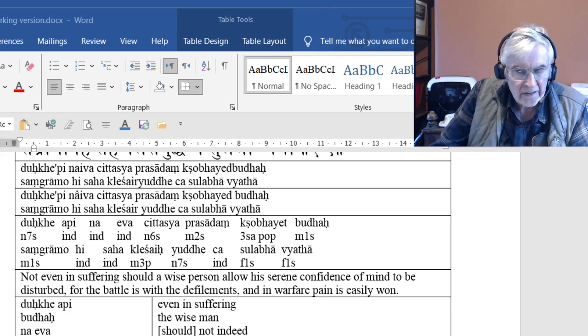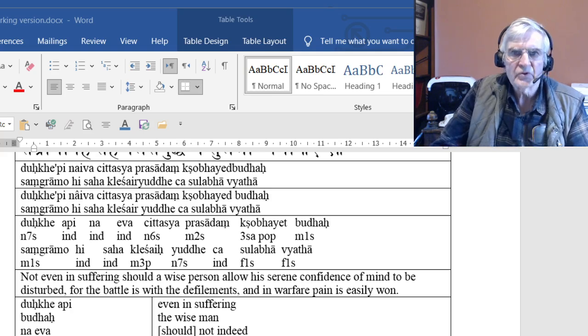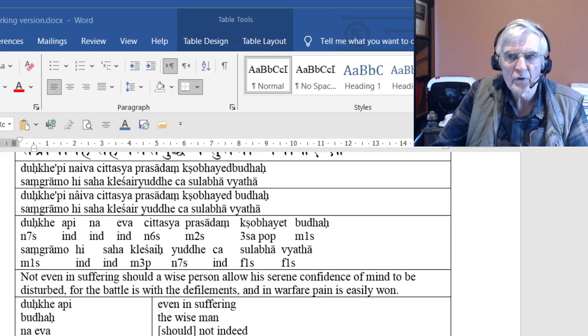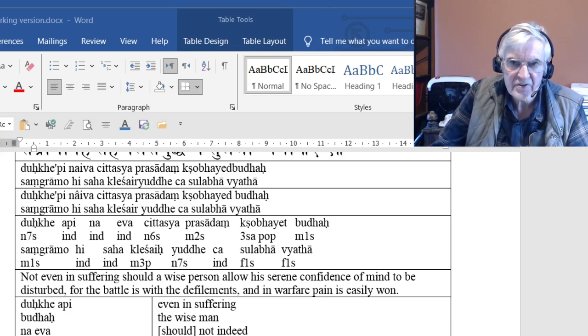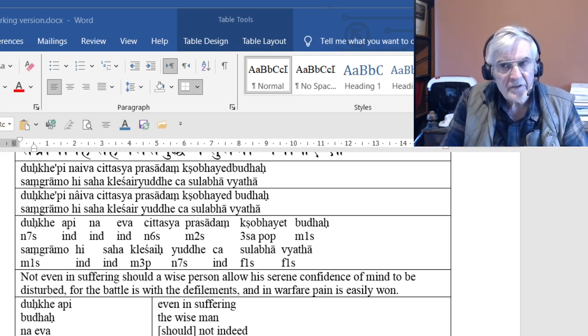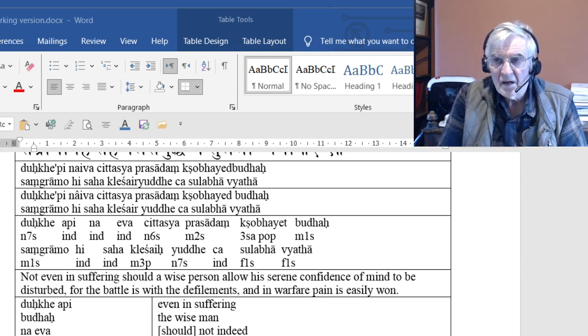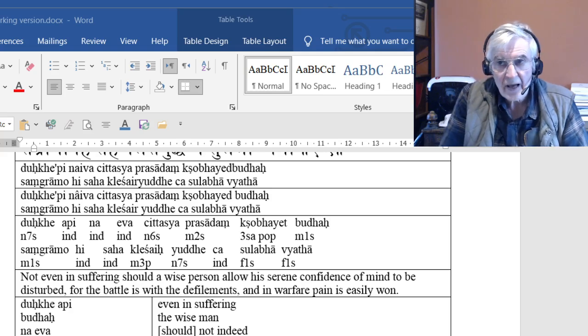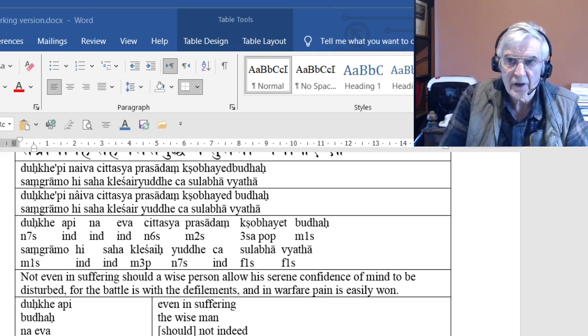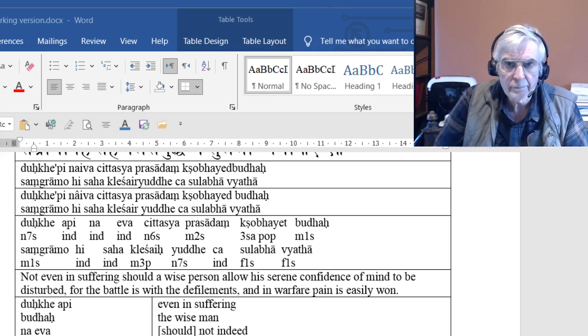Sangramo hi saha kleshaih, for the battle is with the kleshas, with the defilements. Yuddhe ca, and in warfare or in strife, in struggle, sulabha vyatha, pain or discomfort. Sulabha is easily obtained or just common. In other words, he's saying the battle that we're fighting is with the kleshas, and it is a battle. And you are going to get hurt in that battle because yuddhe ca sulabha vyatha, hurt is common, hurt easily happens, commonly happens, sulabha, yuddhe, in strife, in a war.